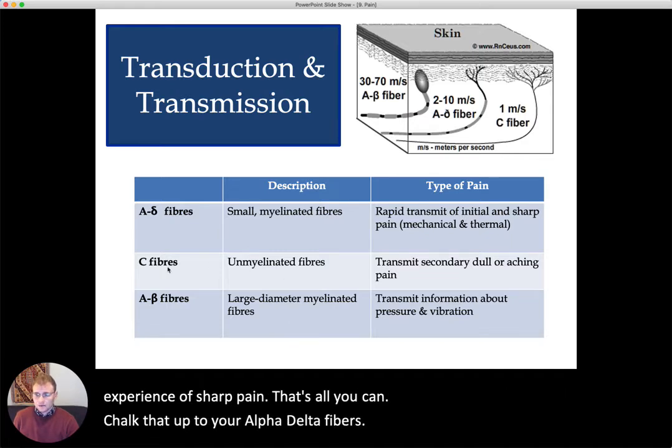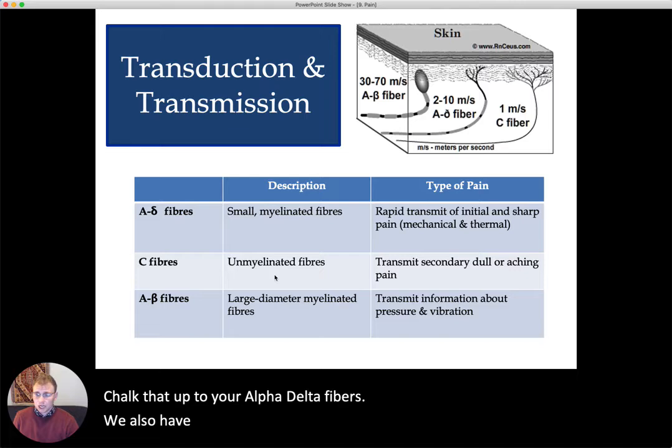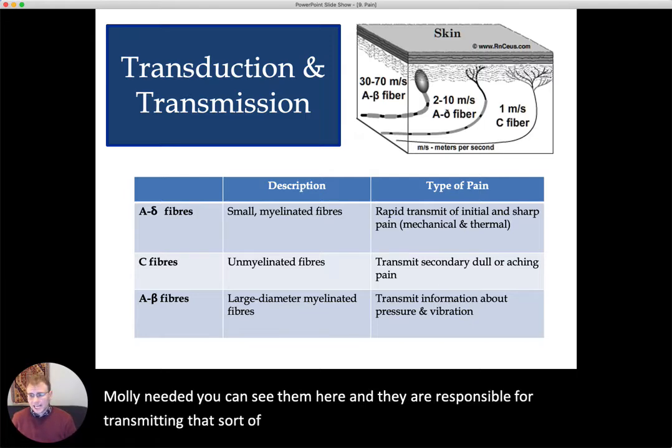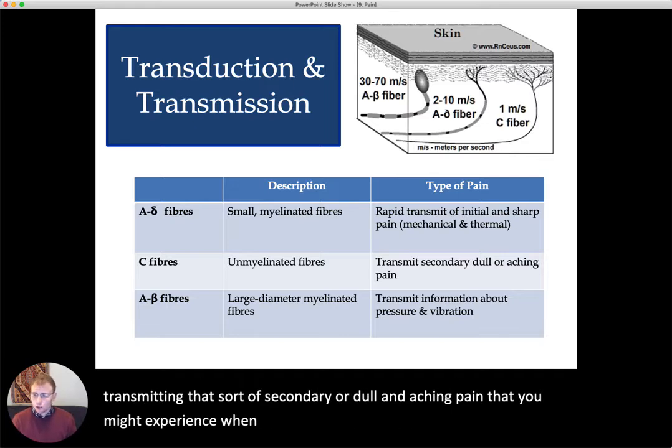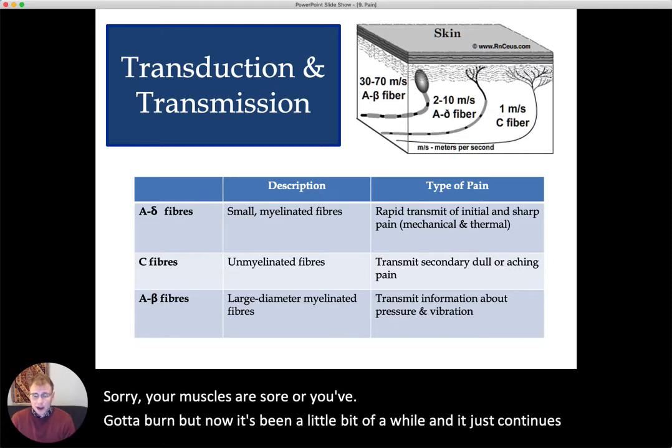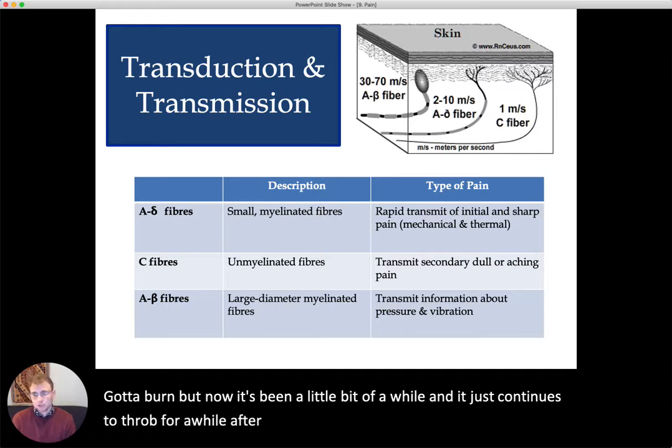We also have these C fibers. These are unmyelinated. You can see them here. And they're responsible for transmitting that secondary or dull and aching pain that you might experience when your muscles are sore, or you've gotten a burn, but now it's been a while and it just continues to throb for a while after that. And the C fibers are responsible for that type of pain.